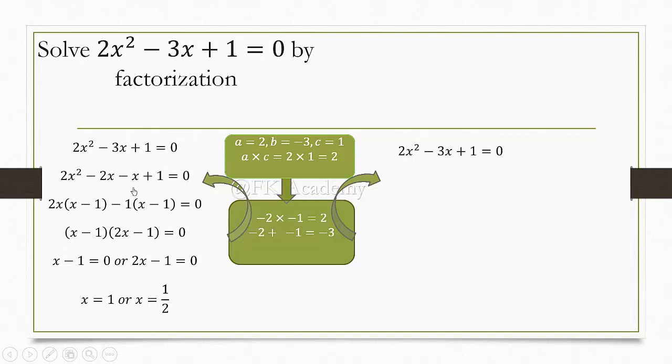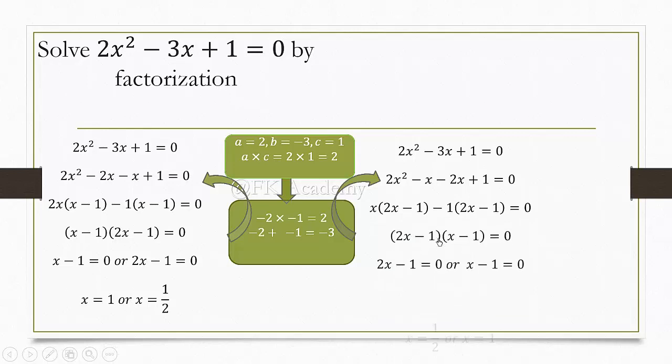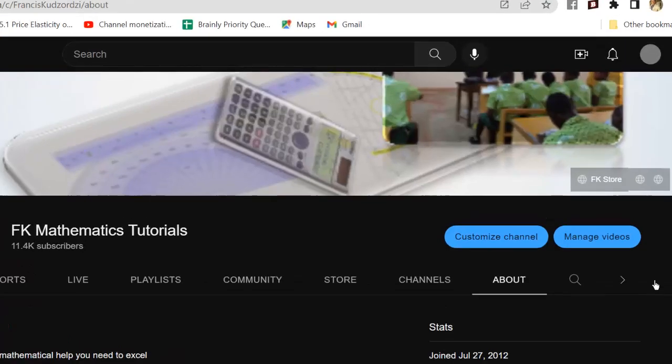Someone might also bring the negative x first before the negative 2x. In all, you will get the same result. So that is by the factorization method.